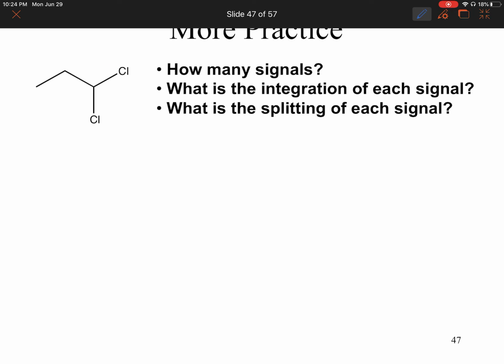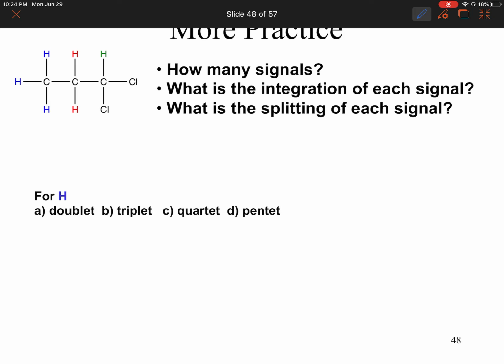Let's try some more here. How many signals would you expect to see in this molecule here? Hopefully you say there are going to be 3 signals. Very good. And we can think about that integration. That integration would be 3, 2 to 1. Okay. All right, so let's go ahead and click in again.